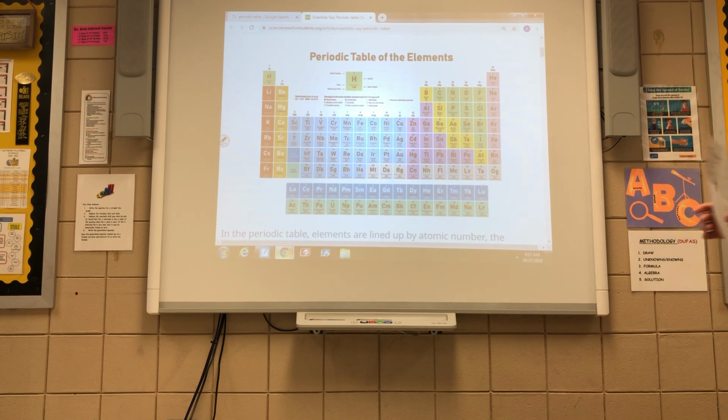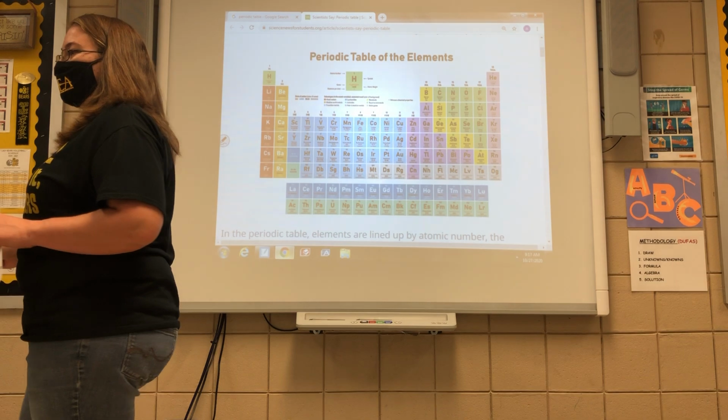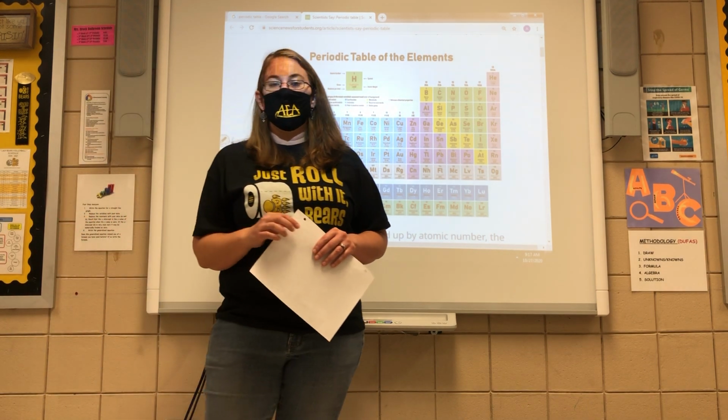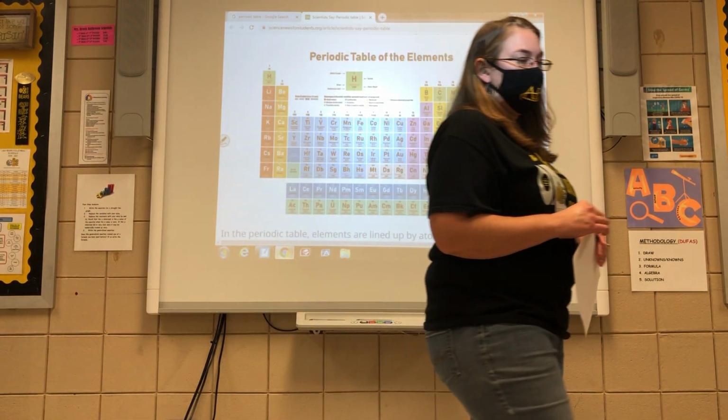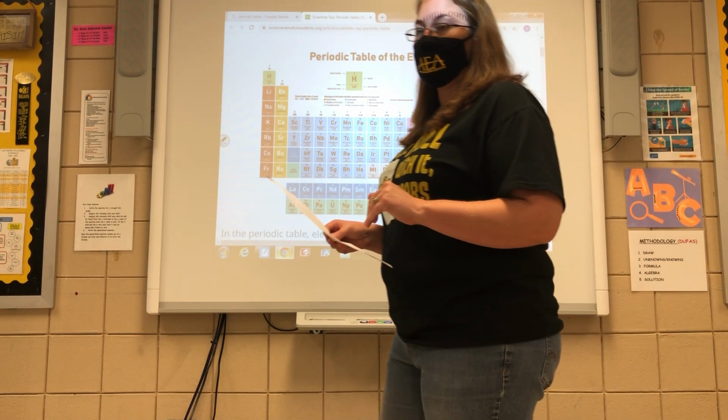Y'all don't forget the noble gases. The noble gases are that column on the very right side. Okay, the noble gases are the elements that are on the right side. And you'll see 3 blanks because all 3 of them are considered noble gases.